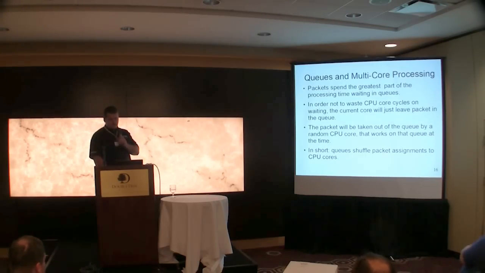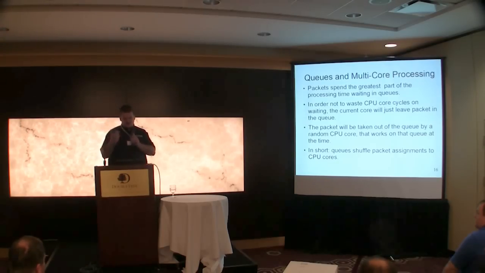So basically, in short, what I want to say in this slide is, as soon as you have some queues in your configuration, queues shuffle packet assignment to CPU cores. And if we remember that important slide from the beginning, what point was there? That reassignment of a packet from one CPU core to another CPU core is very expensive and should be avoided. So basically, queues are bad for multi and many core processing.